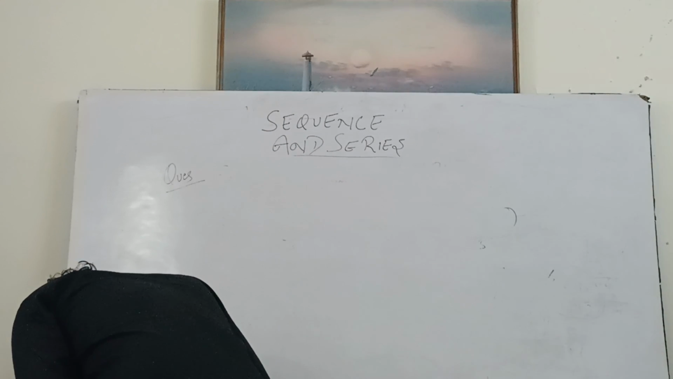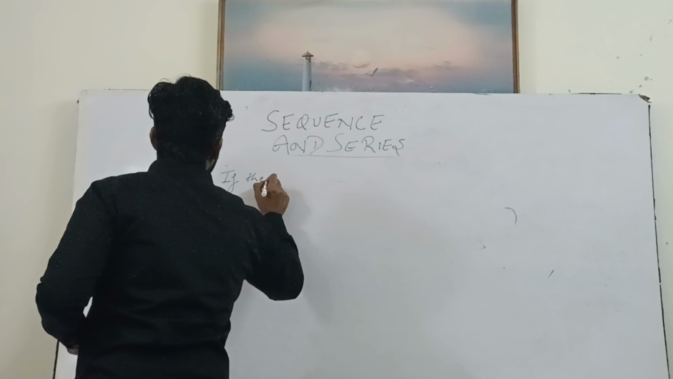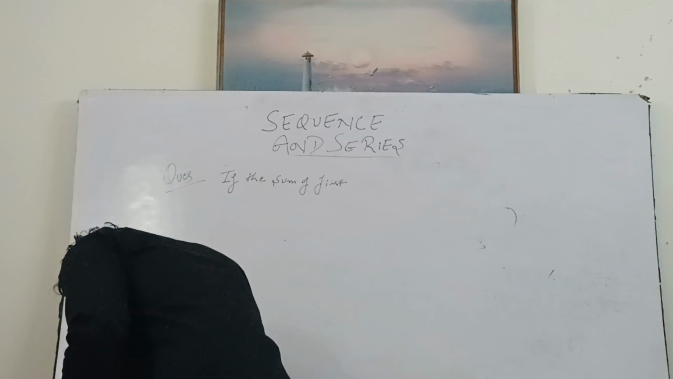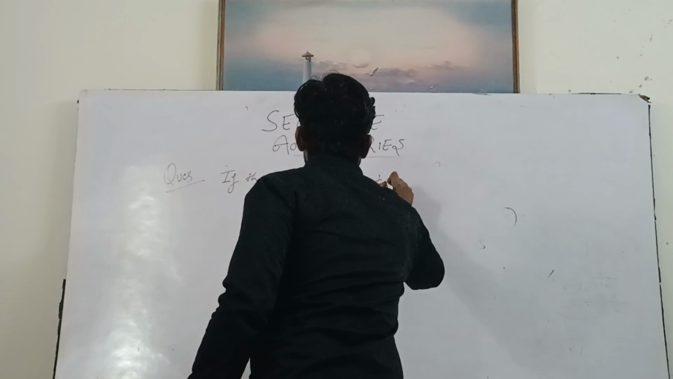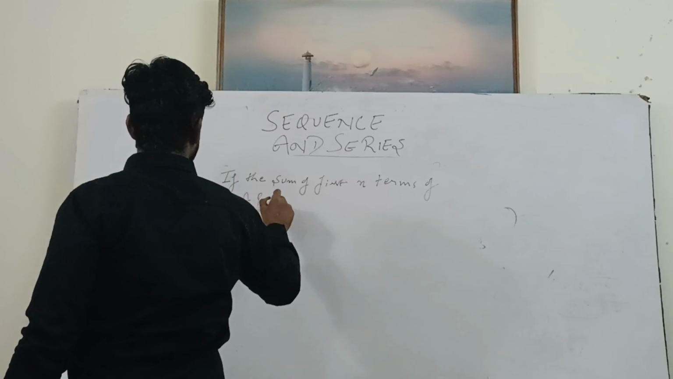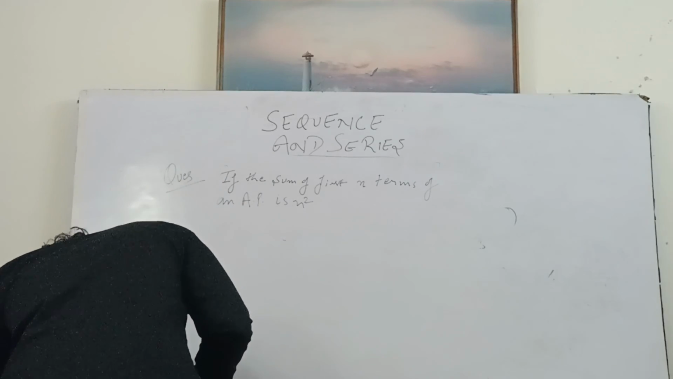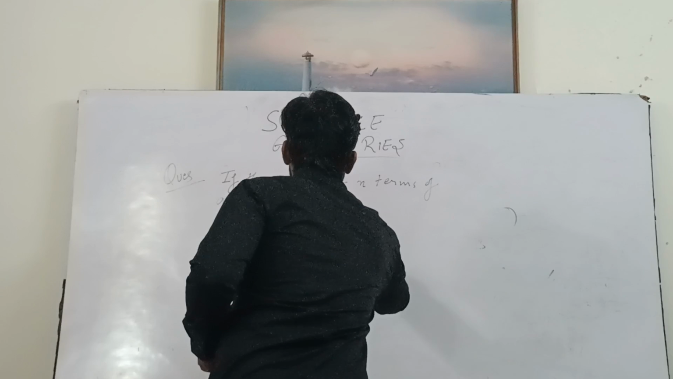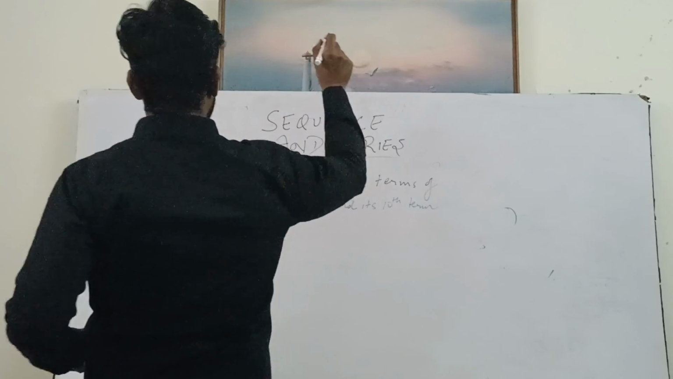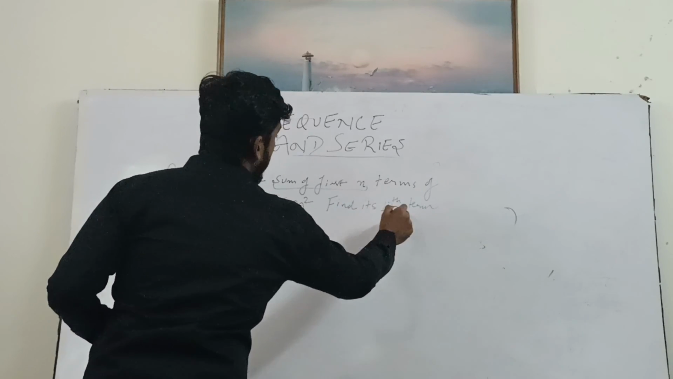If the sum of first n terms of an AP is n square, then find out its 10th term. एक एपी दिया है जिसके कि फर्स्ट n टर्म्स का सम दिया हुआ है आपको n स्क्वायर के बराबर, एंड देन यू हैव टू फाइंड इट्स 10th टर्म.